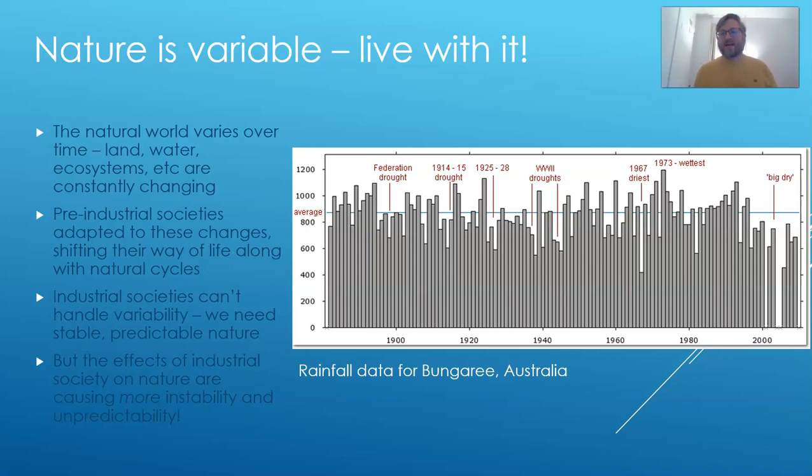And yet at the same time, our industrial society is causing our natural world to become more unstable, more unpredictable, more variable. We're going to be looking at one of the major ways that we do that, through climate change, a little later in our class. But I just want to point out the irony here: modern industrialized societies have less ability to cope with variability in nature and yet are causing nature to become even more unstable and unpredictable than it's been in the past.